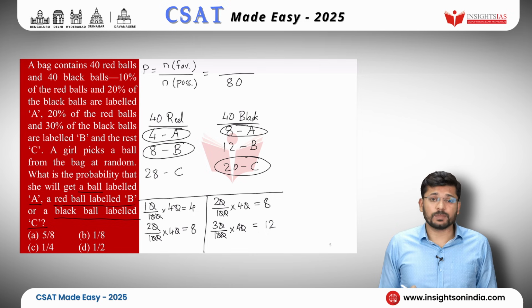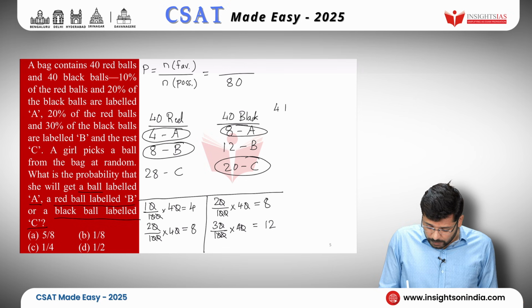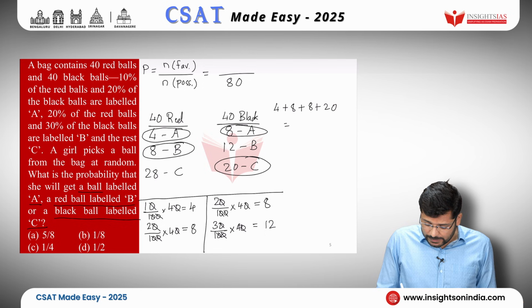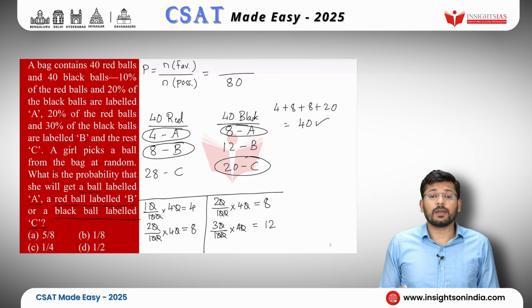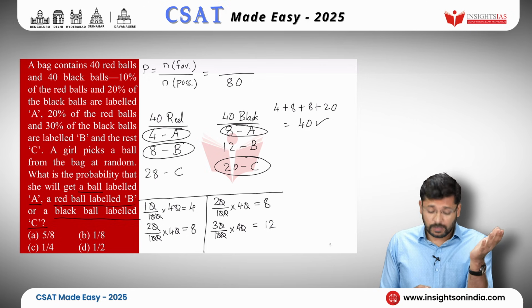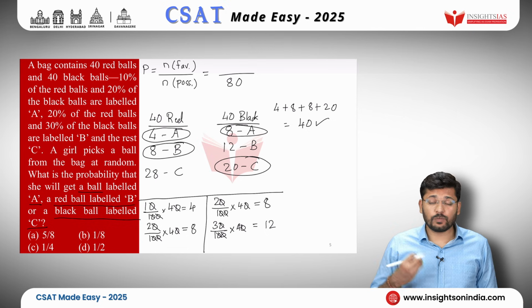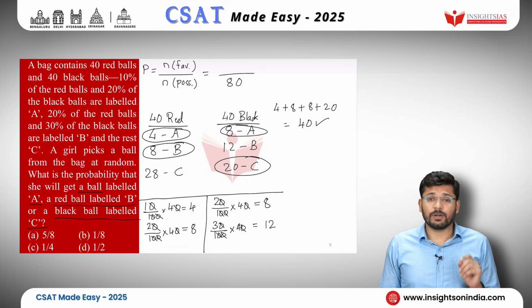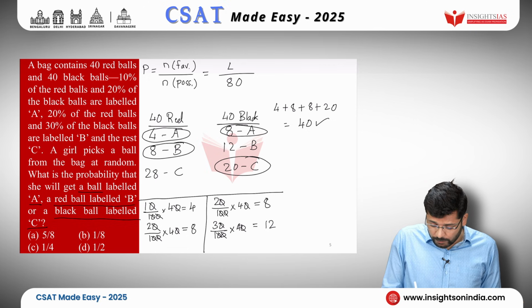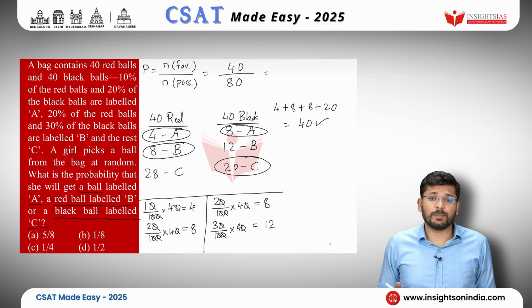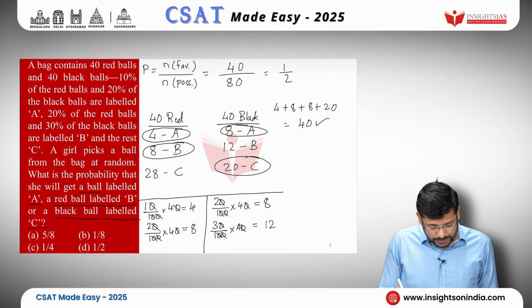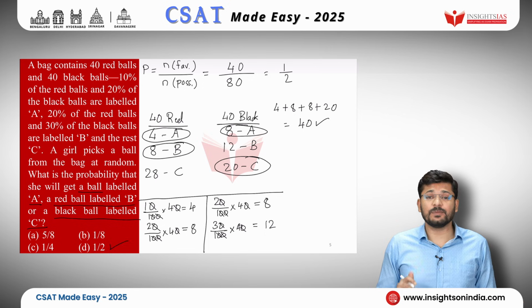So these many possible outcomes are there. How many? That would be 4 plus 8 plus 8 plus 20. That would be 16 plus 4, 20. So 20 plus 20, 40. So there are 40 favorable outcomes, out of which 4 are red A balls, then 8 are black A balls, then another 8 are red B balls, and other 20 are black C balls. So she might get any of these ones. We will consider them as favorable cases. So what is the total number of favorable cases? That would be 40. So 40 divided by 80, that would be 1 by 2, right?